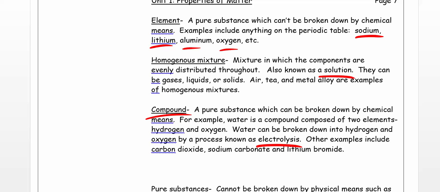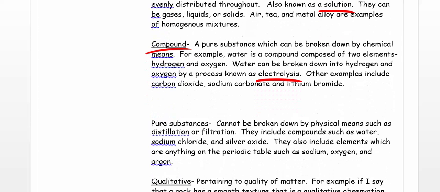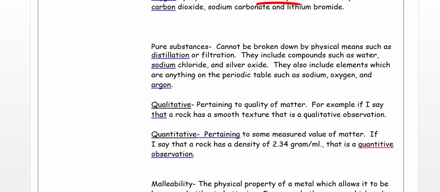Some of them are what we call covalent. I'll explain that later. And others ionic. Again, I'll talk about that later. Pure substances, we said, cannot be broken down by physical means such as distillation or filtration. So you can't use distillation or filtration, for example, to separate water from its components, hydrogen and oxygen. So that's a pure substance.